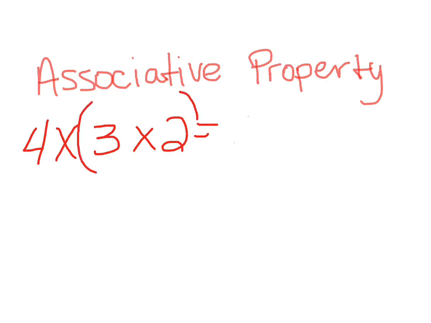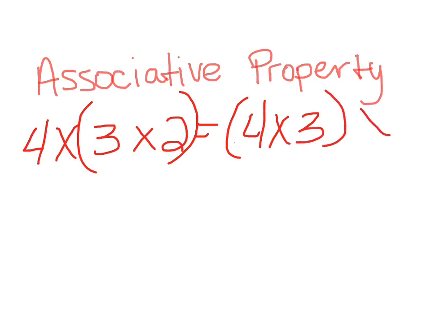Okay, so properties. We're going to talk about properties real quick. The associative property states that you can regroup the numbers and you'll get the same answer. So if I took the group of numbers 4 times 3 times 2, and I had the parentheses around the 3 times 2, I will get the same answer if I moved the group and I made 4 times 3 a group times 2.